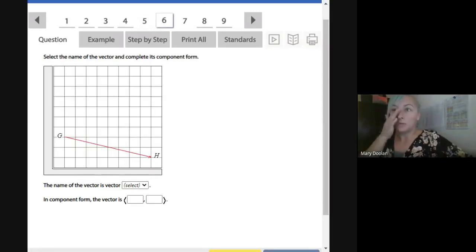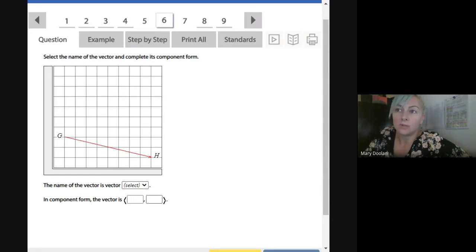So we're in HMH on number 6. This is 2.1 translations. It says select the name of the vector and complete its component form. So component form is vector notation. They mean the same thing. The name of the vector is vector. So our choices are GH or HD.